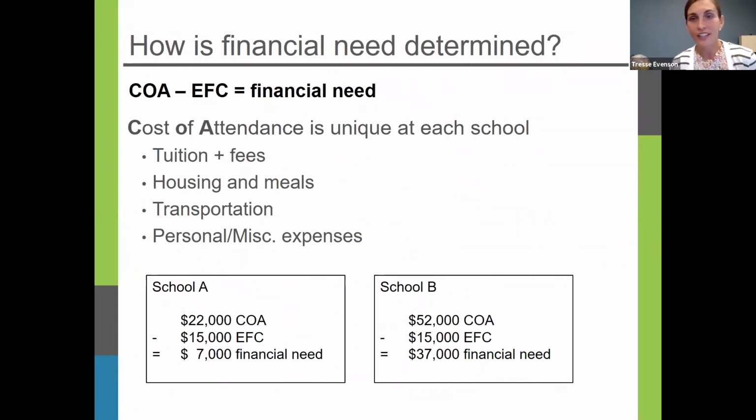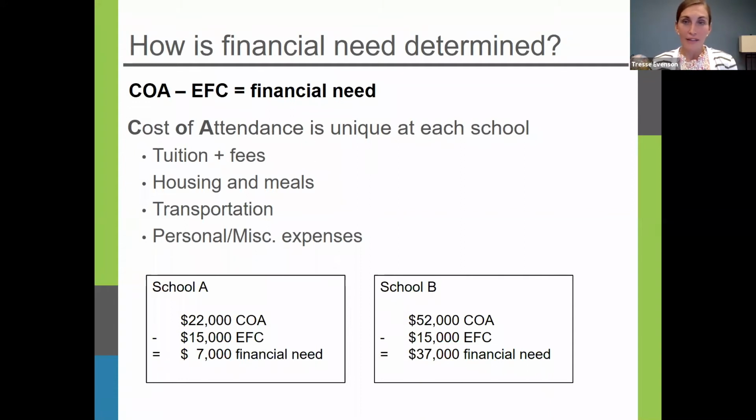All right, so you filled out your FAFSA successfully. It calculated an expected family contribution. So now what does that mean? It's an index, but what does it mean? It's going to mean something a little different at every school. So financial need is a school-by-school calculation.